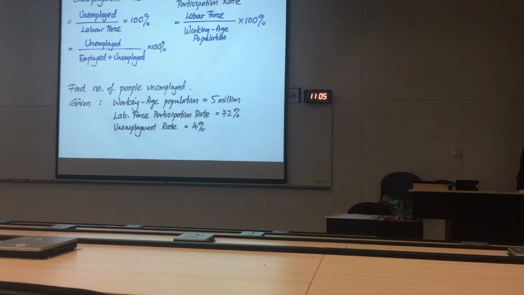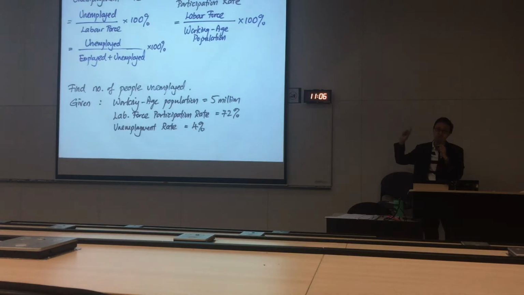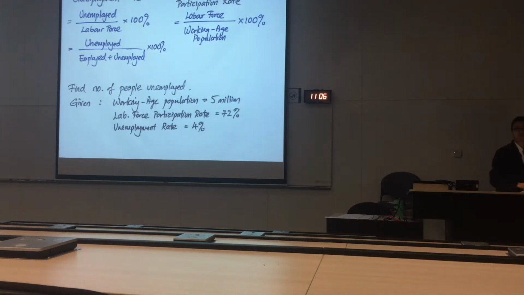Okay, so I have got this bunch of numbers here for you. Can you find me the number of people unemployed? Now, this particular problem that I've set up is a slightly more complex problem as compared to just directly slotting numbers into formulas. Because you have to use both formulas at the same time. Okay, so how are we going to do this? Well, what do we have?